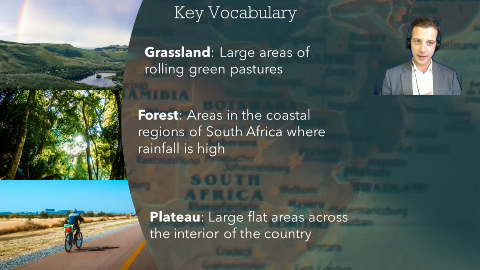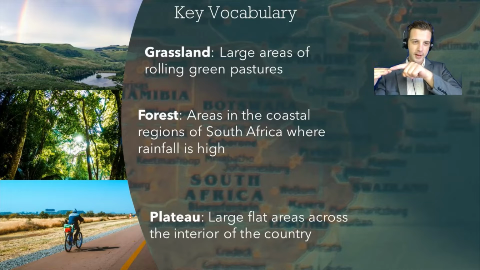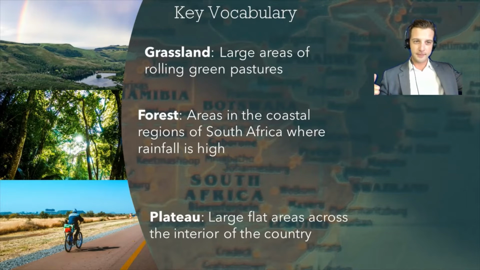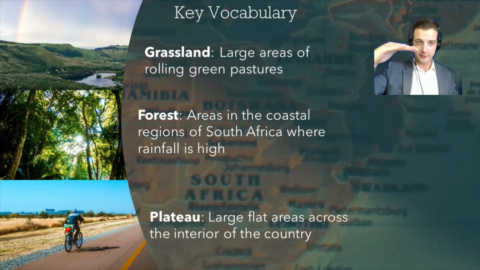Number 3, we have plateaus. Plateaus are large flat areas across the interior of the country. So a plateau is after you have, from the coastline, an incline, and then you have a flat area on the top. And that flat area is called the plateau. So we have grassland and the next key word, bushveld, on the plateau.